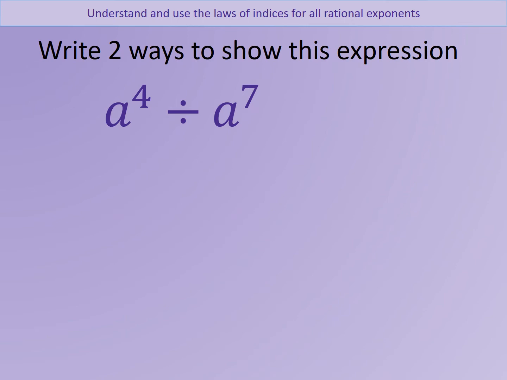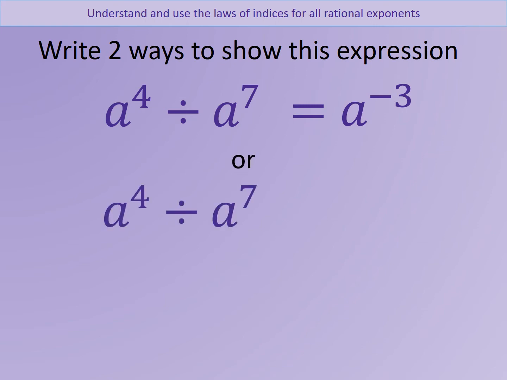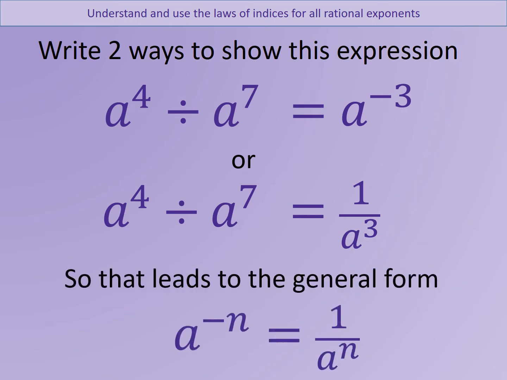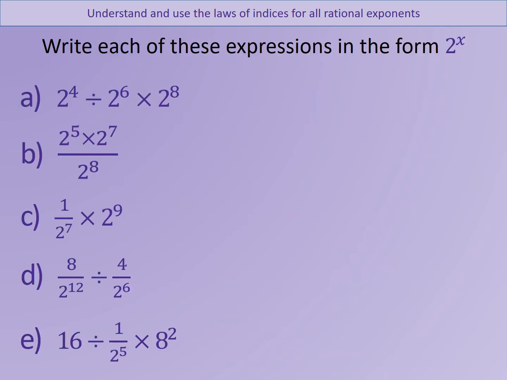Let's take that a little bit further. So again, using laws of indices, a to the power of 4 divided by a to the power of 7 would result in a to the power of -3. And once again, if you imagine a to the power of 4 over a to the power of 7 as a fraction, if you simplify that fraction, it would become 1 over a cubed, and therefore a to the power of -3 equals 1 over a cubed. Or more generally, a to the power of -n is equal to 1 over a to the power of positive n. So here are 5 questions that you can have a go at yourself.